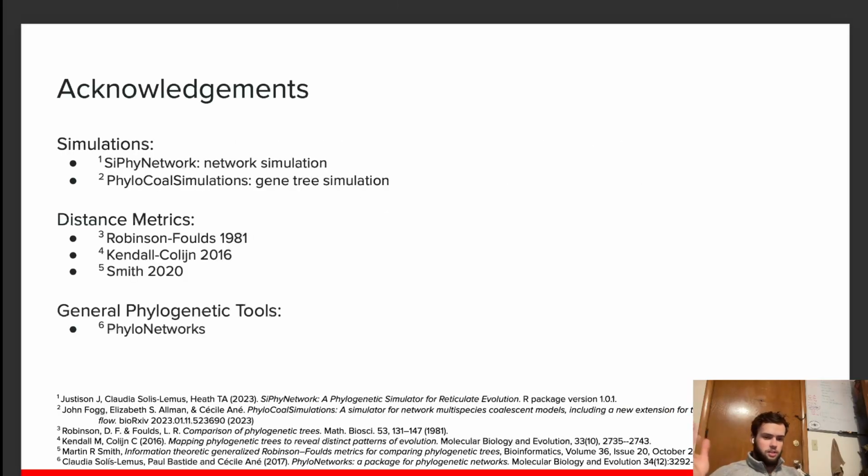And so for some acknowledgements for what went into this: for the simulations, SiPhyNetwork was used for network simulations. That's a package in R. PhyloNetworks simulations was used for gene tree simulation, which is a package in Julia. And we use these three distance metrics. And for general phylogenetic tools like reading and writing networks, we use PhyloNetworks, which is a wonderful package in Julia.